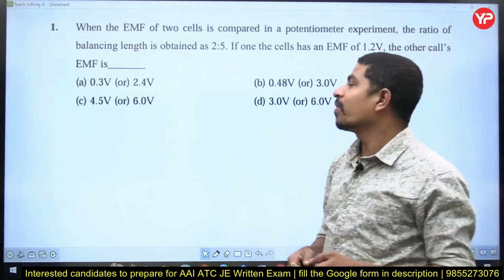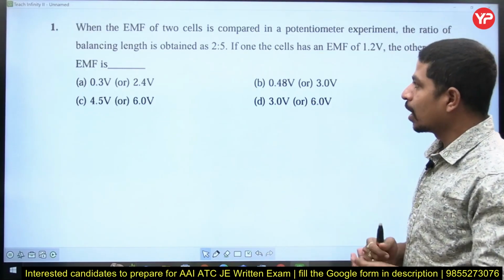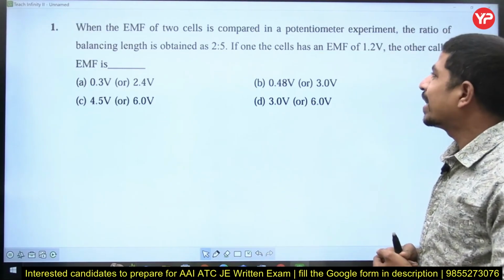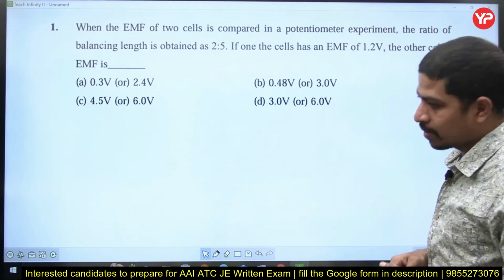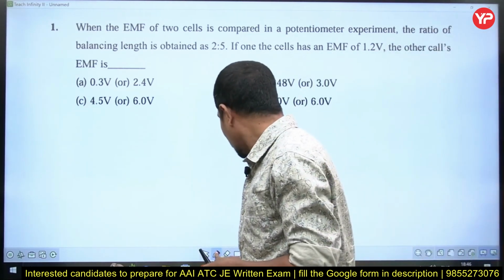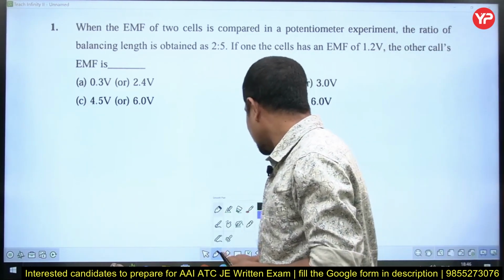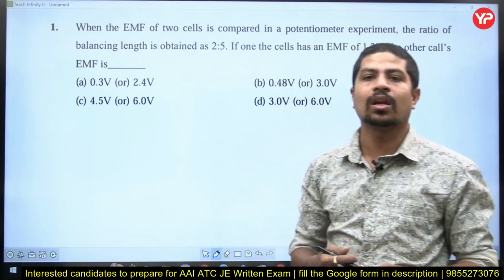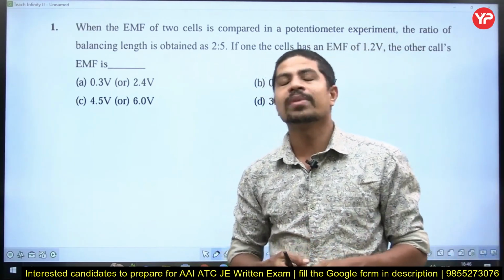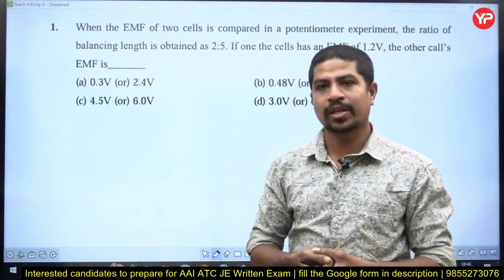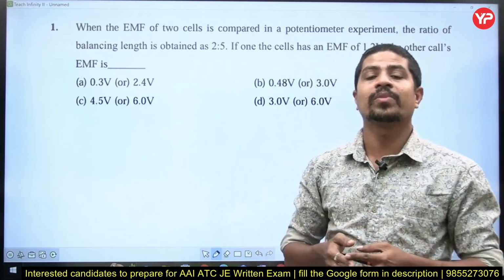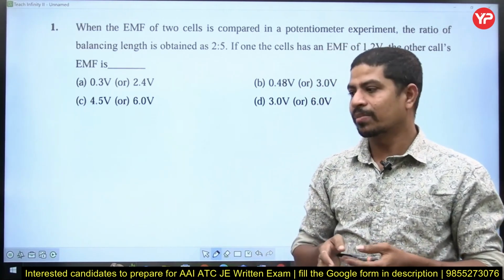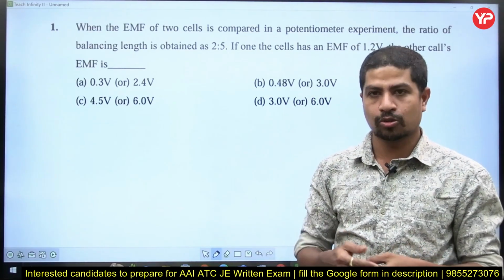Let's go for the very first question: when the EMF of two cells is compared in a potentiometer experiment. What is a potentiometer, sir? Potentiometer is the one which is used to measure voltage, or we can measure resistance also. For both the purposes we can use it, but here we are going to standardize it first of all. Sometimes we use it for measuring voltage also.